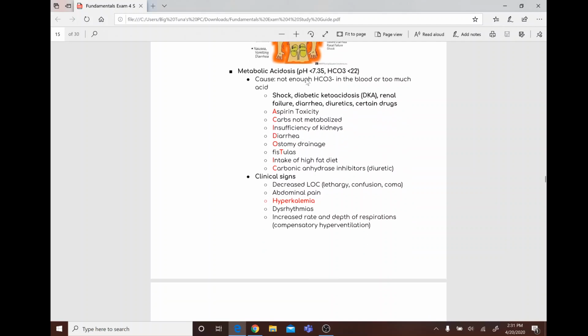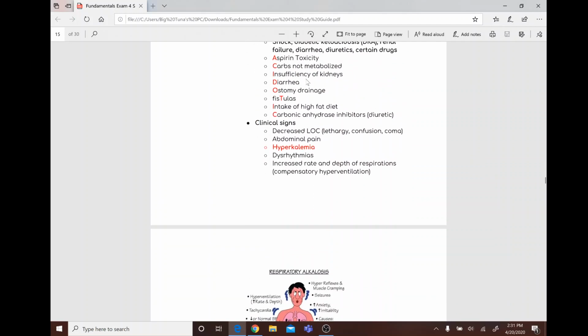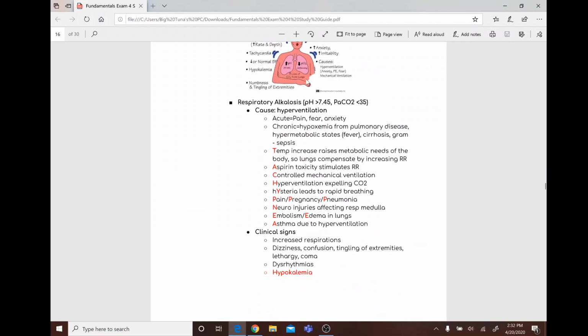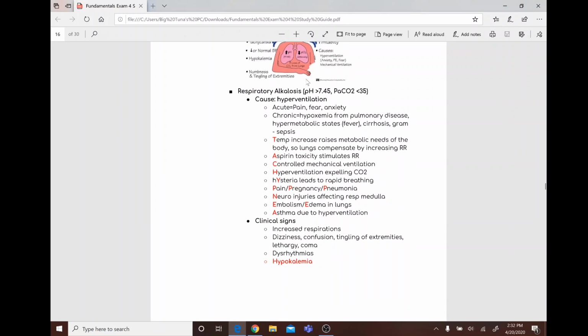What are the clinical signs of metabolic acidosis? Decreased LOC, abdominal pain, hyperkalemia, dysrhythmias, and compensatory hyperventilation. What are the values of respiratory alkalosis? pH greater than 7.45, PaCO2 less than 35.